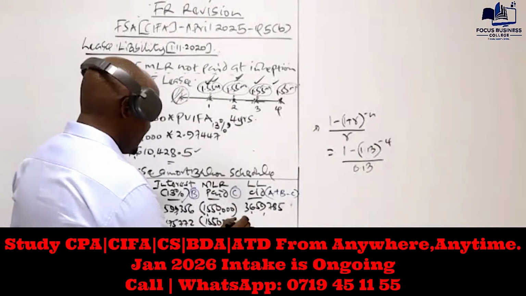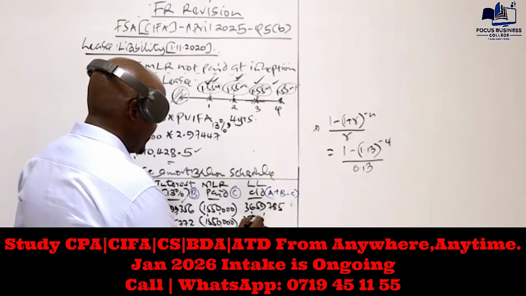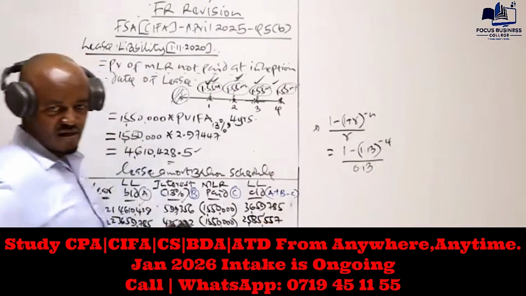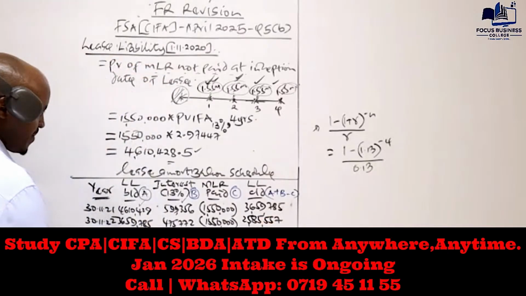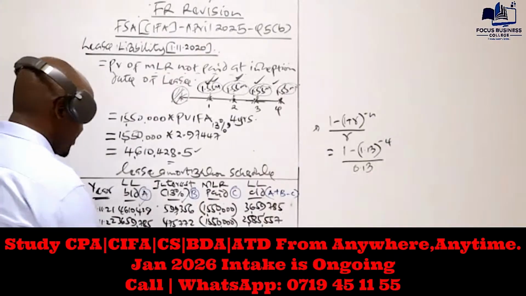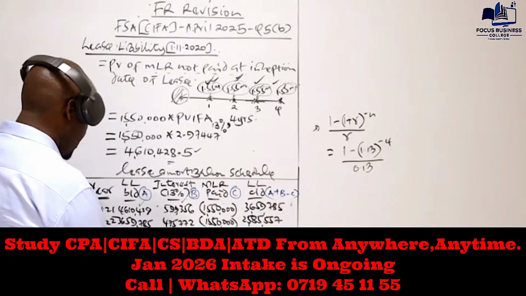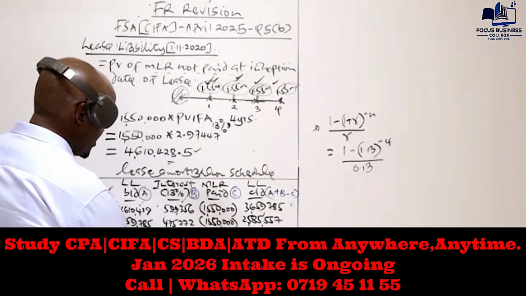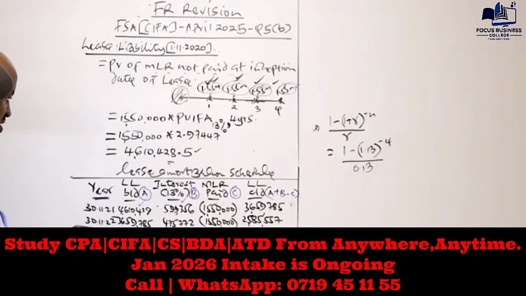25,85,557. Yes, so that will be the opening balance here. 25,85,557. So we compute the interest as 13%, which will give us 336,122. The amount paid is 1550,000. So let's work out the lease liability at the end of year 3.